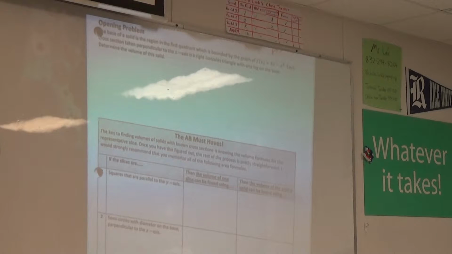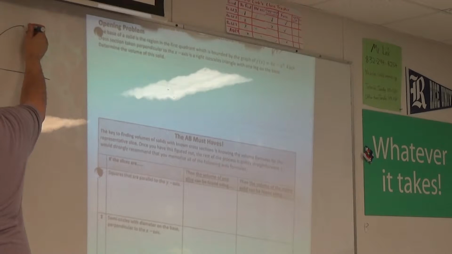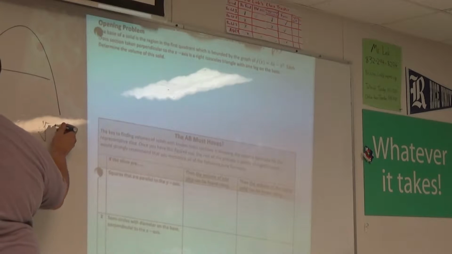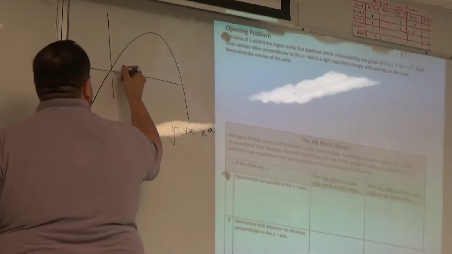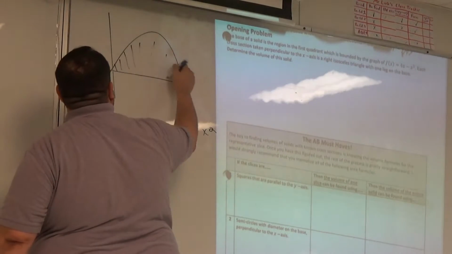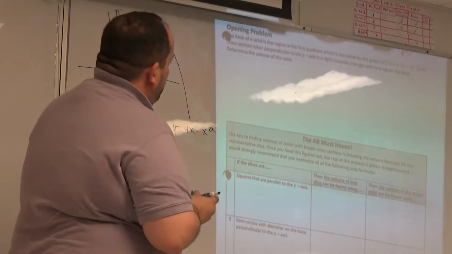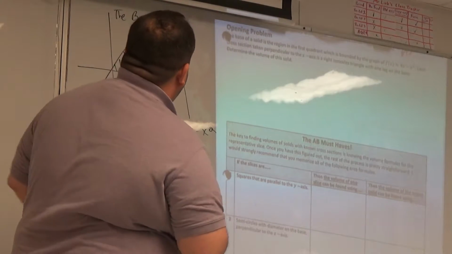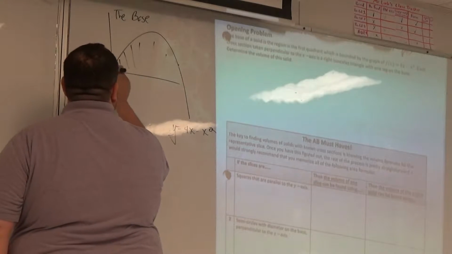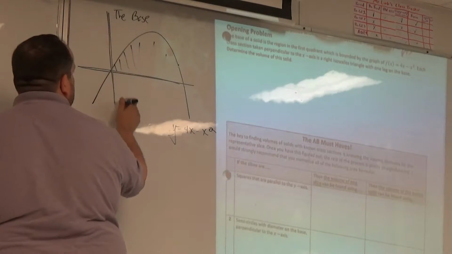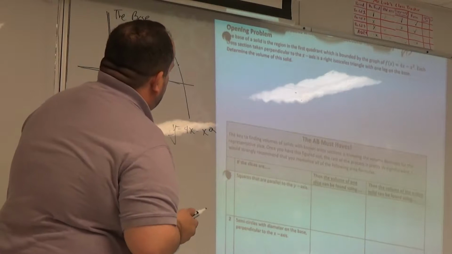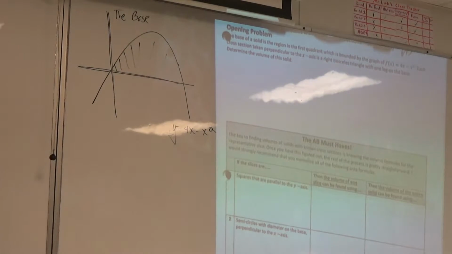All right, y equals 4x minus x squared, I think, looks like that, right? All right, there's the base, right? Jose, the plan is always like, draw the base. So my base is 4x minus x squared. It's the part that's in the first quadrant, so it's this part. Taking slices perpendicular to the x-axis.